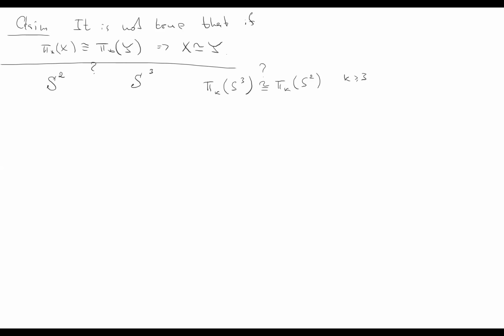Yeah, that's from the Hopf fibration and the long exact sequence. Okay, we have such isomorphisms, but still we know that pi_2 of S^2 is not 0. And do you know what pi_2 of S^2 is? Z. Yeah, it's Z.